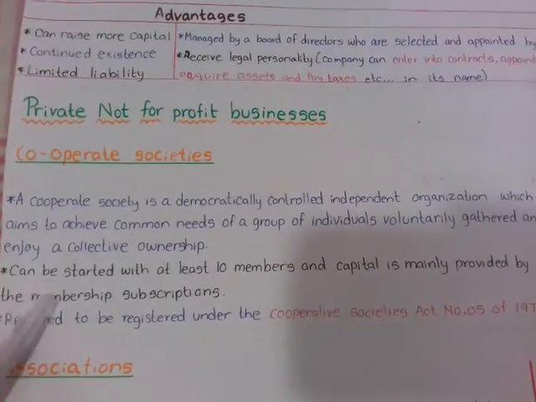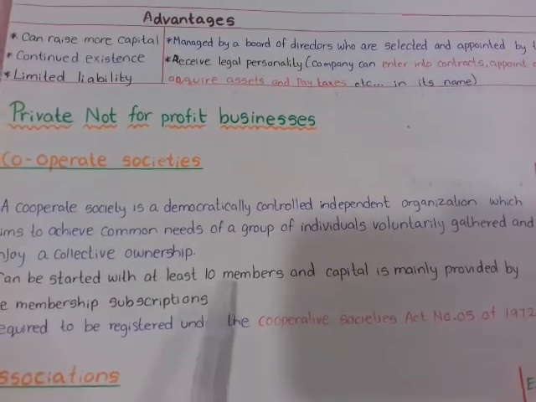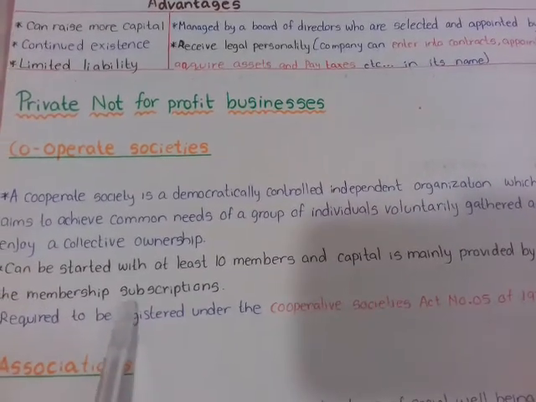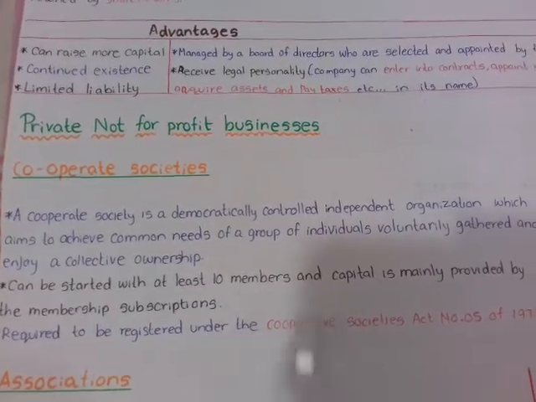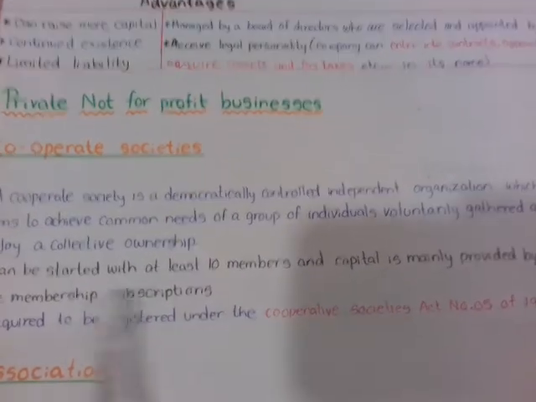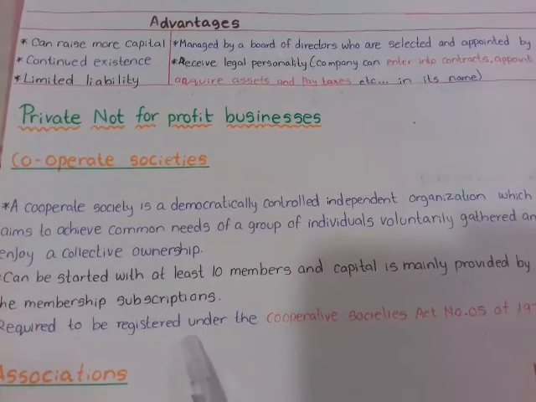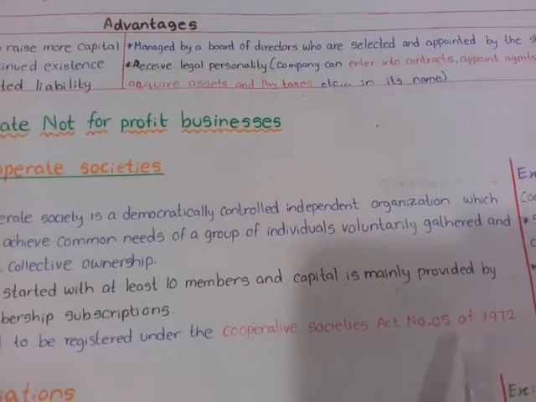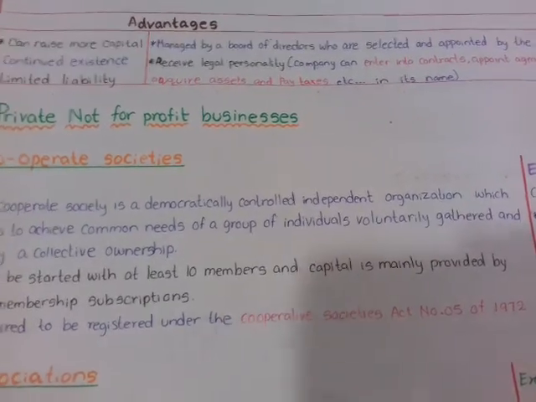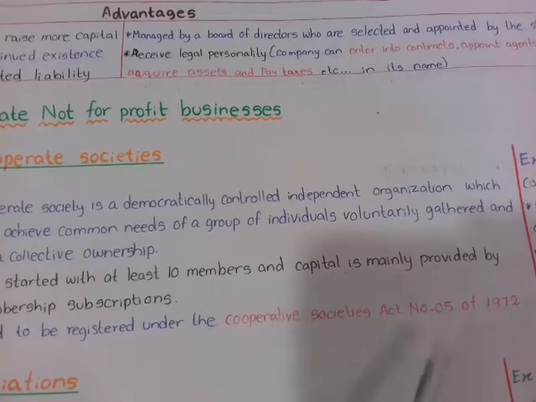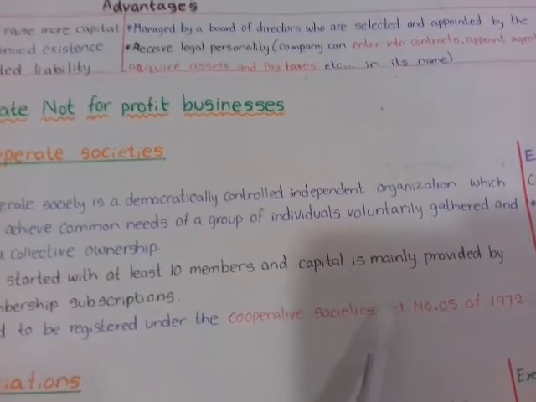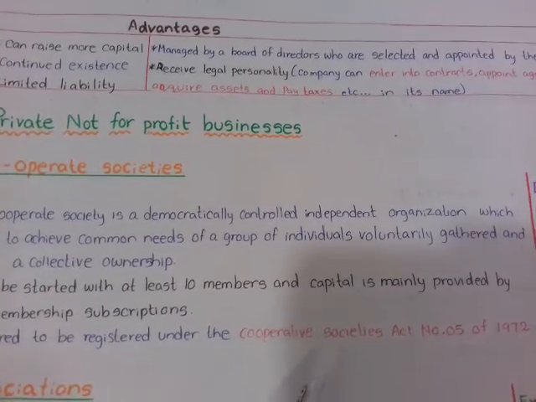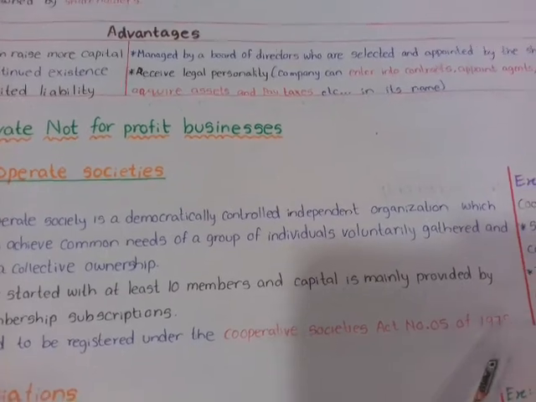And this cooperative society can be started with at least 10 members, and the capital is similarly provided by the membership subscriptions. So that is easy to understand. And next, it is required to be registered under the Cooperative Societies Act number 5 of 1972. Now earlier we discussed the Companies Act number 7 of 2007. But here, cooperative societies are registered under the Cooperative Society Act number 5 of 1972.